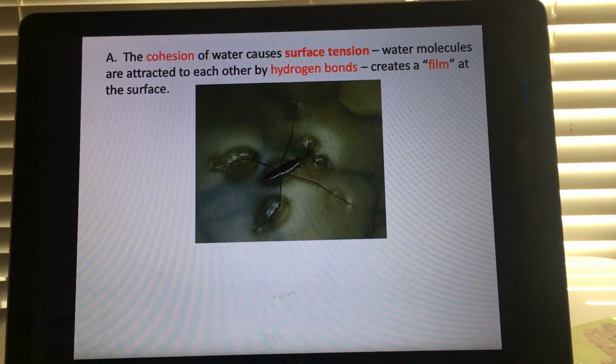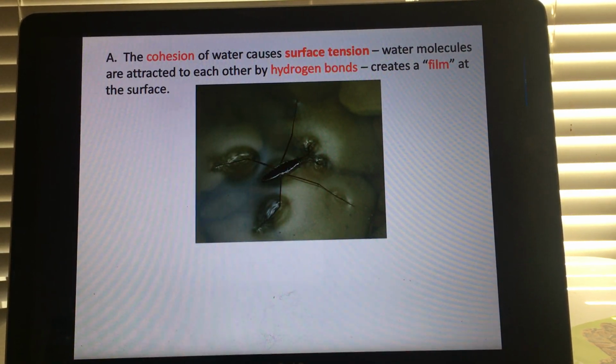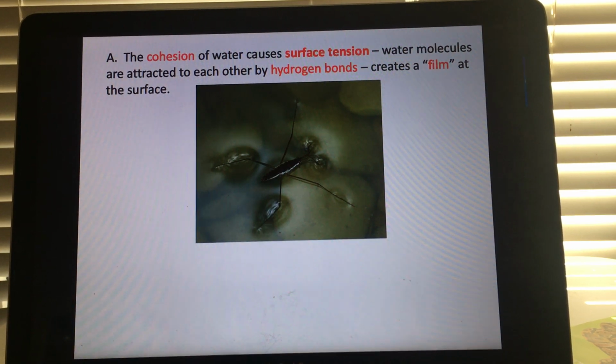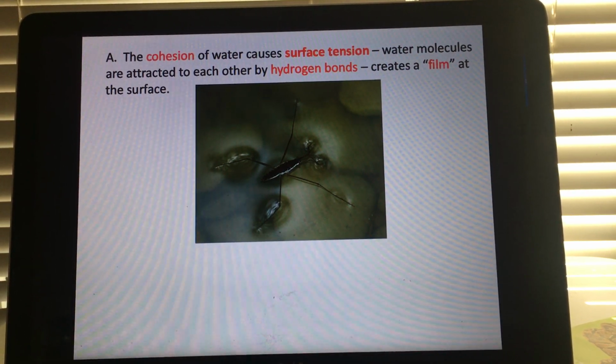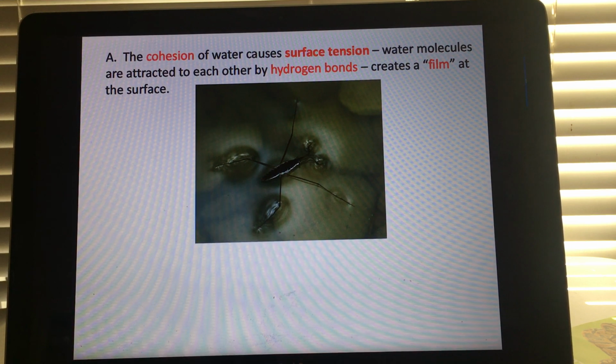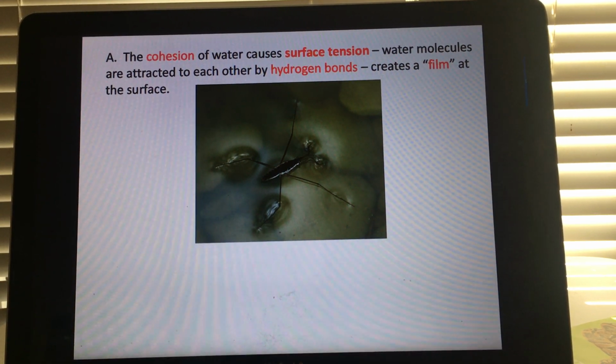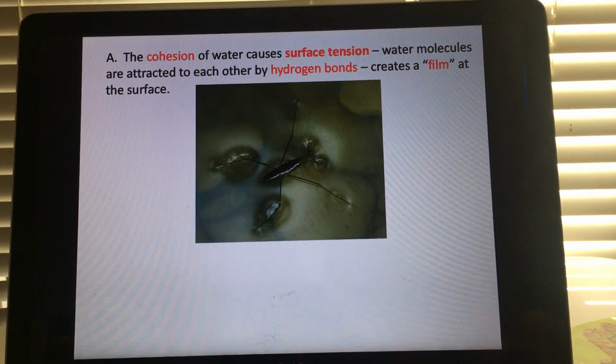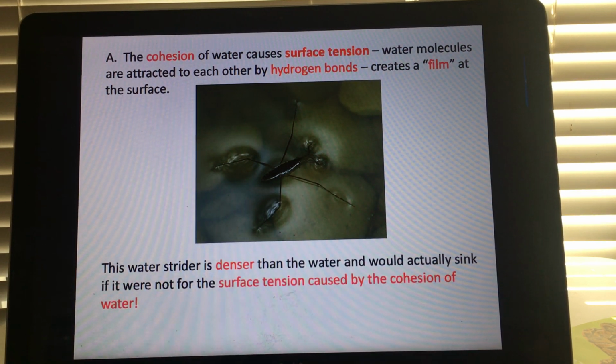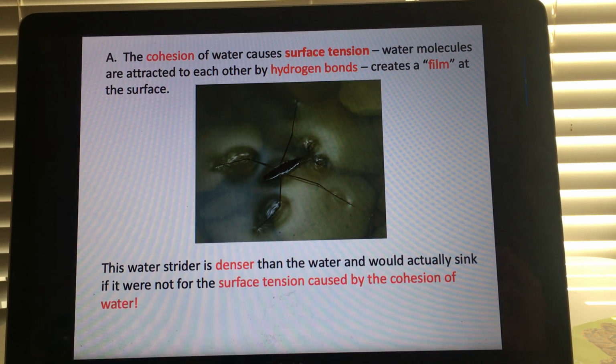So what are the implications of cohesion? Well, cohesion actually creates surface tension. So water molecules are attracted to each other by hydrogen bonding, as I said, and it creates a film at the surface of water, and it actually allows certain insects to float on the surface of water, even though they're denser than water and should sink, because typically solids are denser than liquids, and a solid that is denser than the liquid that it's in will sink.